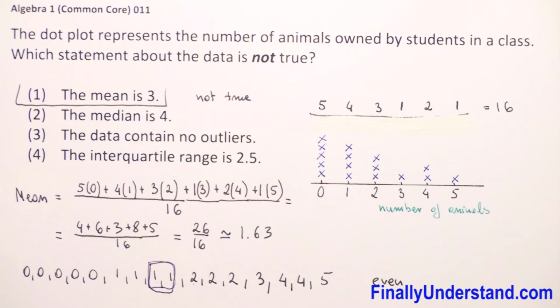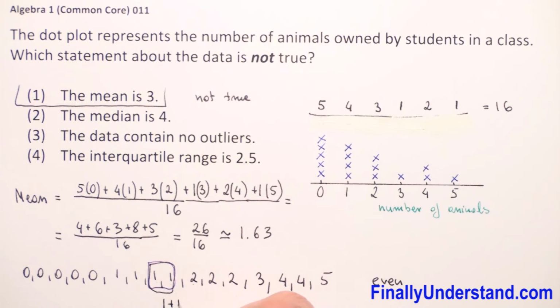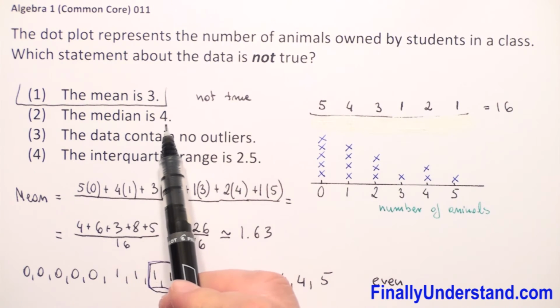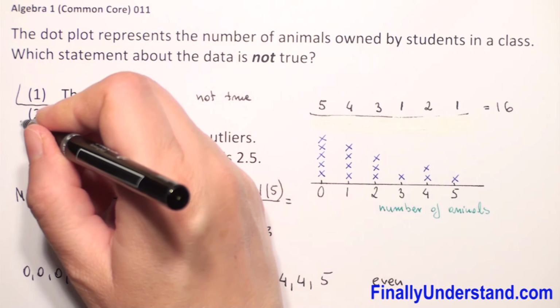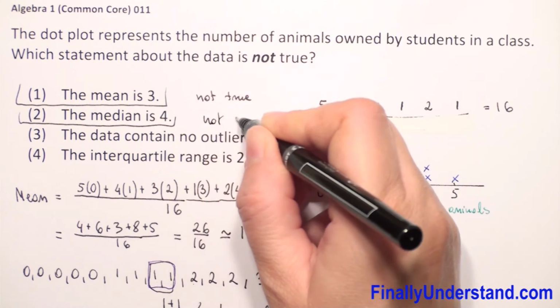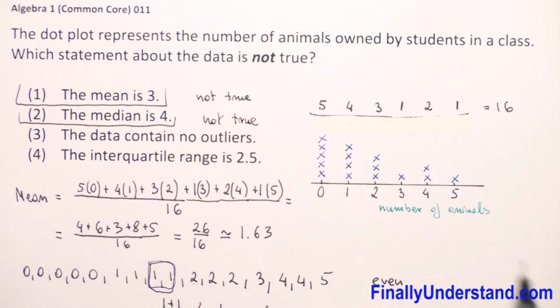And now what we have to do, first we have to add these 2 numbers and divide by 2. So 1 plus 1 divided by 2. So this is 2 divided by 2, this is 1. So the median is 1. We have that the median is 4, so it's also not true. Not true statement. Let's see the next statement.